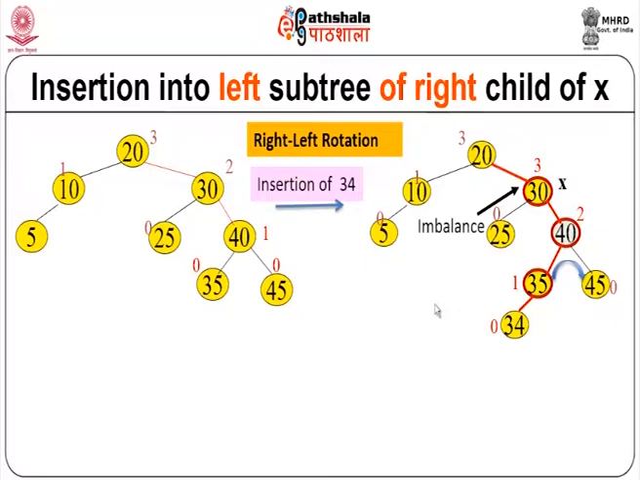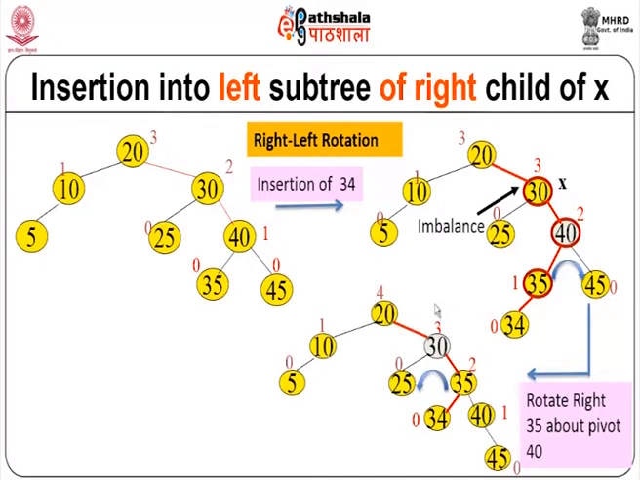Now, 30 has a right subtree rooted at 40, and in that 40 the left child is 35. That is why we call it insertion into the left subtree of the right child of x. The insertion is occurring there. So, the first step that you have to do is a right rotation. You take that 35 and rotate it, rotating right with 40 as the pivot, 35 about 40. What will happen? 35 becomes the root, 40 becomes the child and you get 34, 35, 40, 45, the change you see.